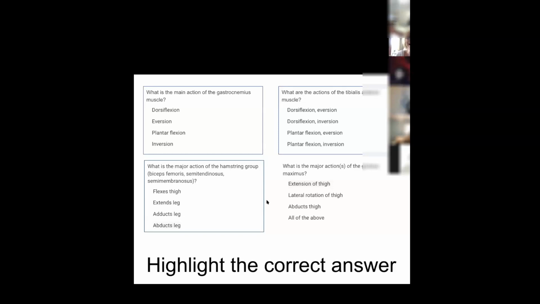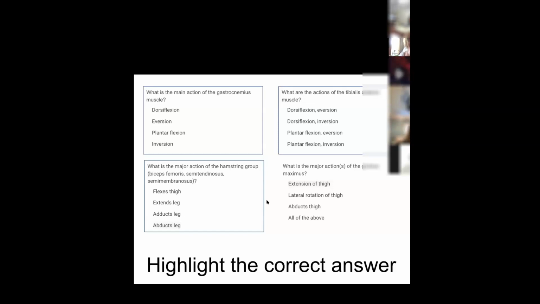It is not an adduction. Muscles towards the midline are going to be adductors, more towards the gracilis, not the middle of the leg, but the middle of the body.